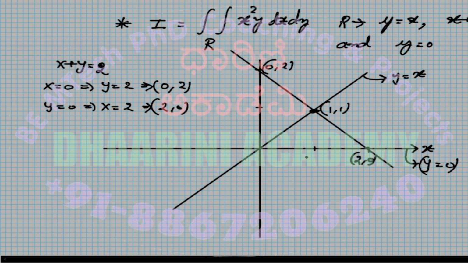So this is 1 comma 0. This point is 0 comma 1. This will be the origin, 0 comma 0. So now everything you got, you just need this area which we are talking about. Okay. All right.